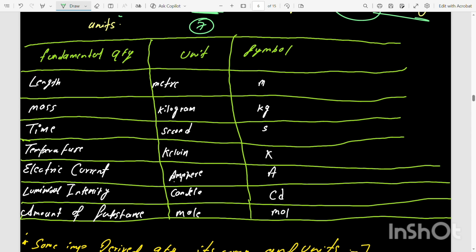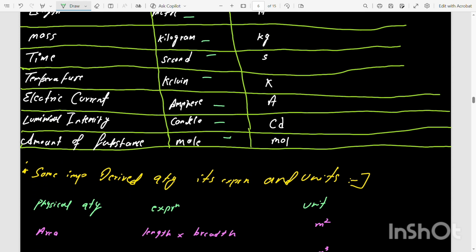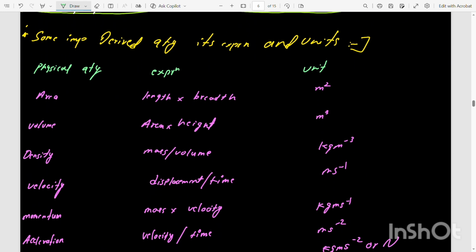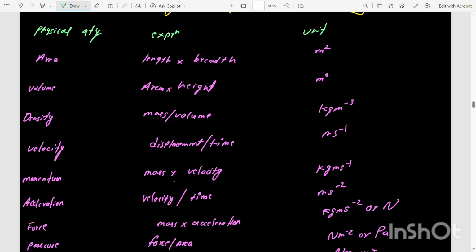So now we will talk about fundamental quantities. There are mainly 7 fundamental quantities. Now we will see the 7 fundamental quantities, their units and their symbols. Length, mass, time, temperature, electric current, luminous intensity and amount of substance are the 7 fundamental quantities. And if we talk about the units, the meter, kilogram, second, Kelvin, ampere, candela and mole are the units of the fundamental quantities, and these all are the symbols.